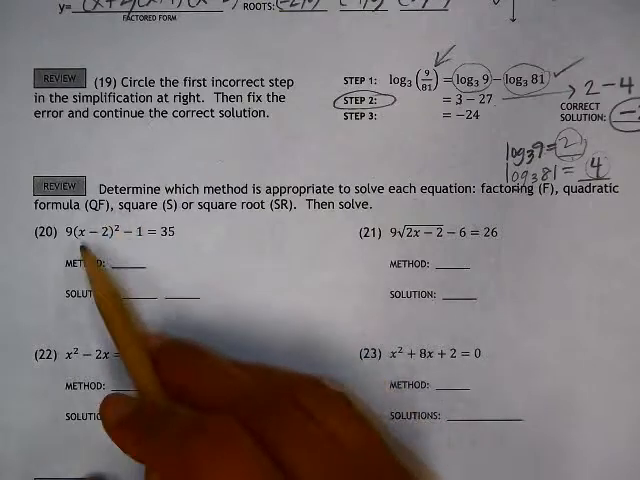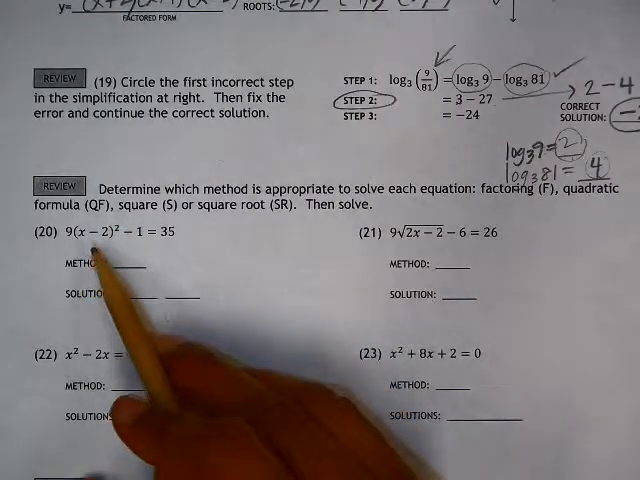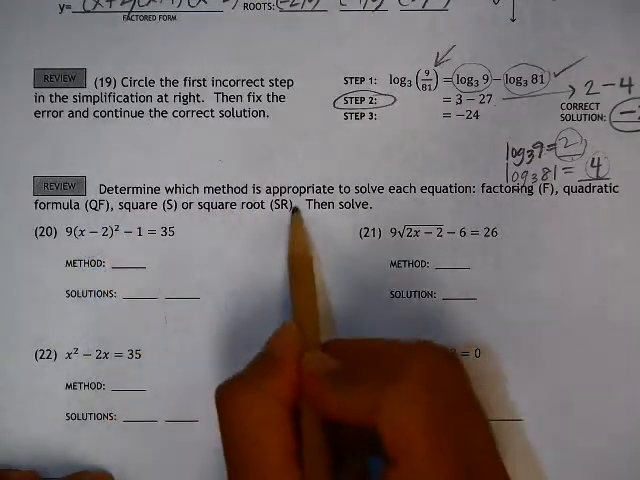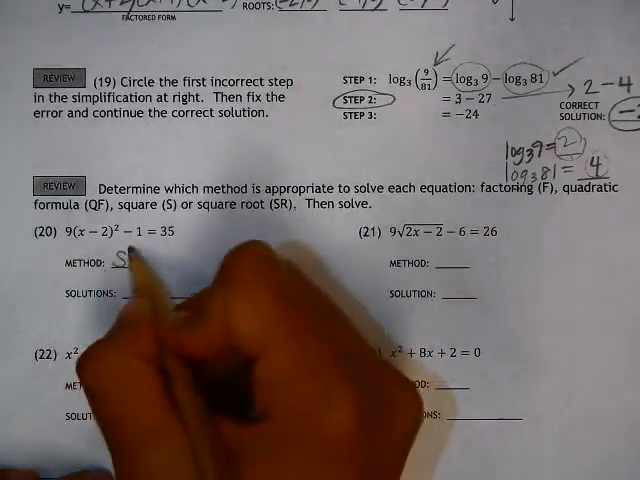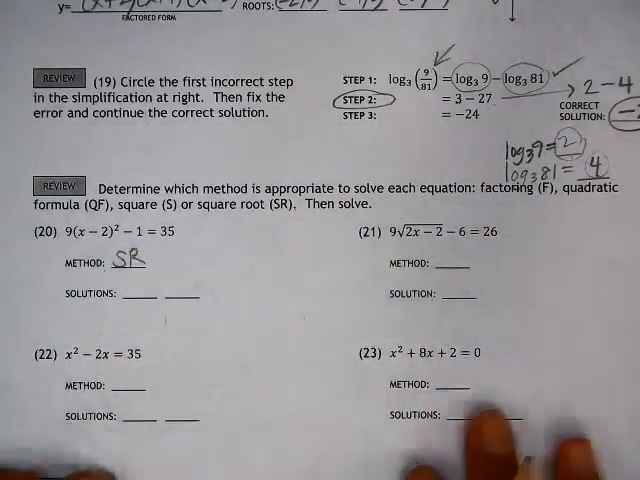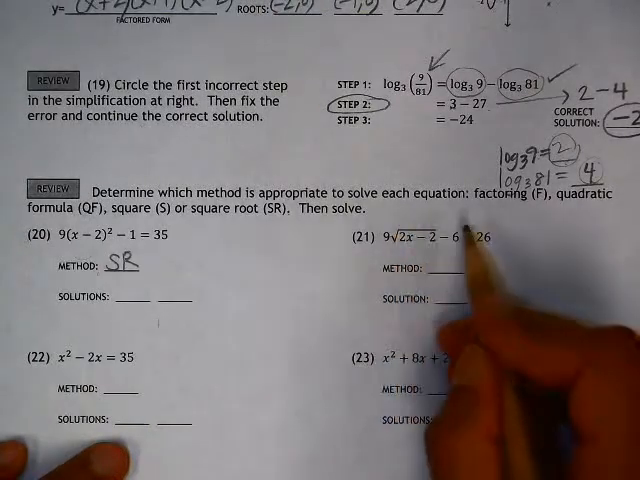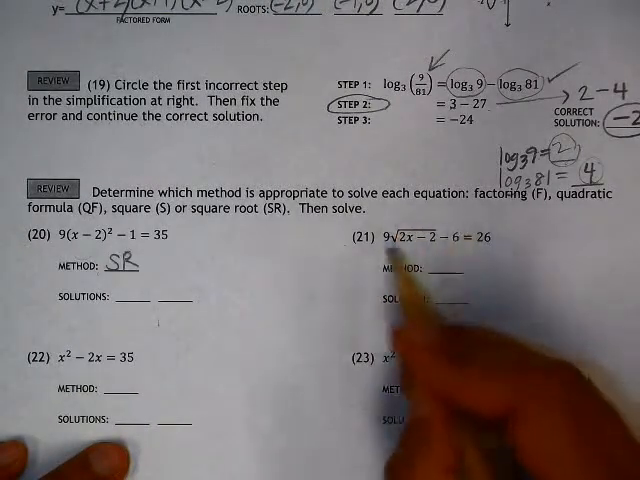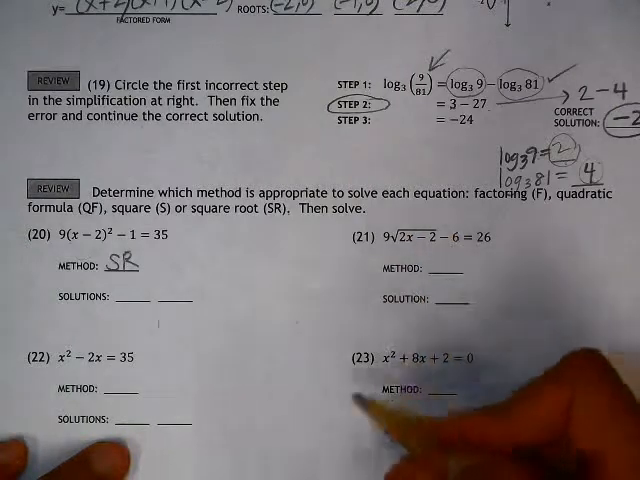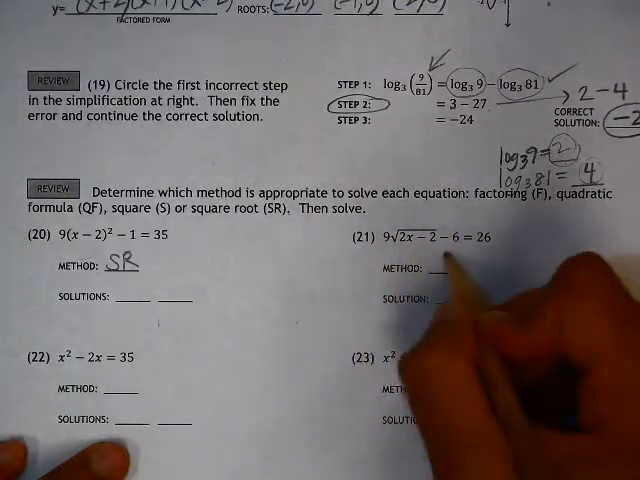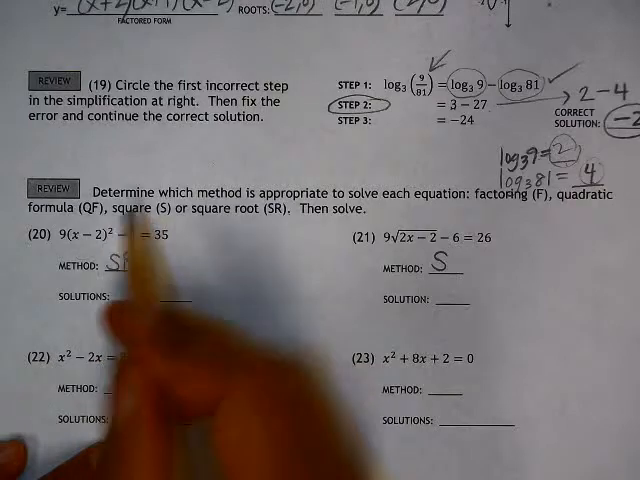When you're trying to get rid of the squared and solve for x, we can square root. So this is the square root method. Number 21, the equation has a square root in it. So if we wanted to undo that square root eventually, we could square both sides. So that's s for squaring.